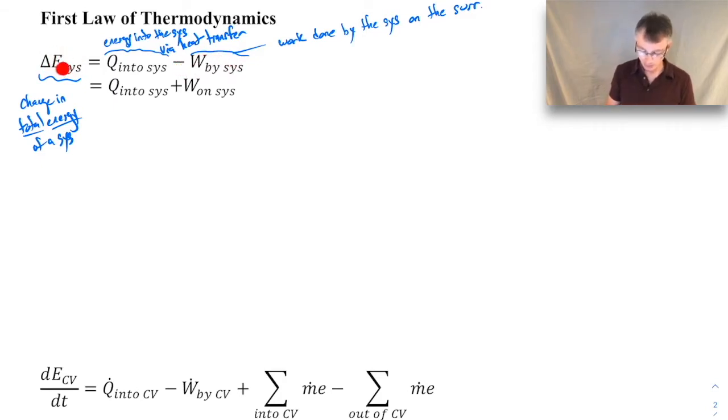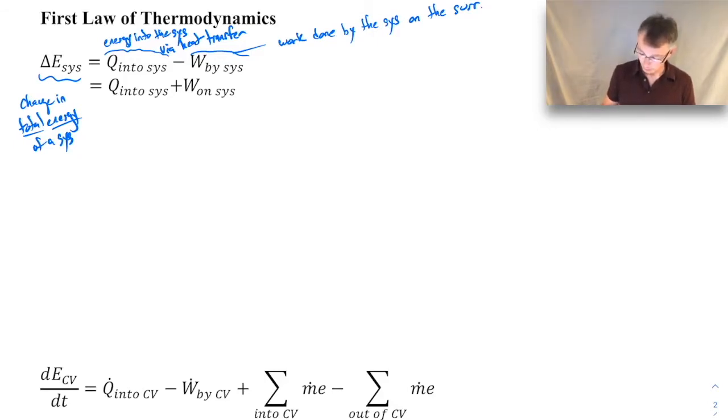So you can see that we have this energy accounting. We have the energy of the system. We're asking ourselves, how does that energy change? Well, if we put energy in via heat transfer into the system, then it's going to go up. If the system is doing work on the surroundings, then the energy is going to go down. So it's just energy accounting.